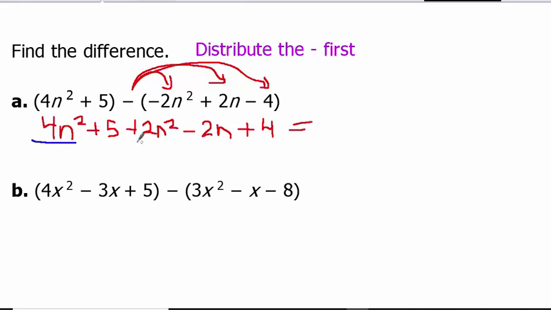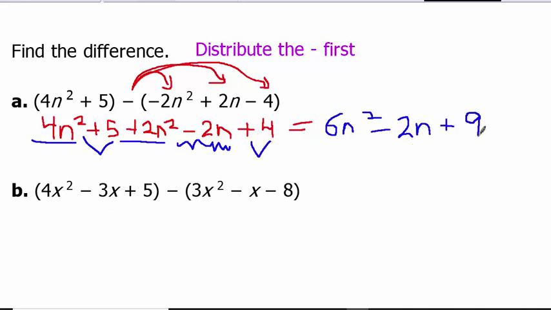first term has to go with this. Both are positive, so I have 6 squared. I only have one n by itself. And my last two terms go together, and we are done.